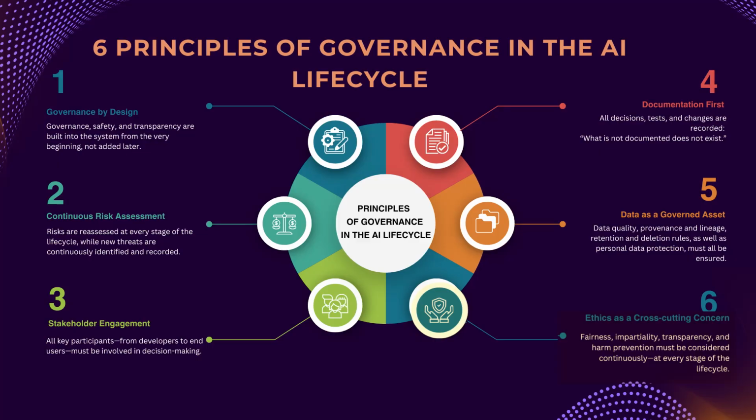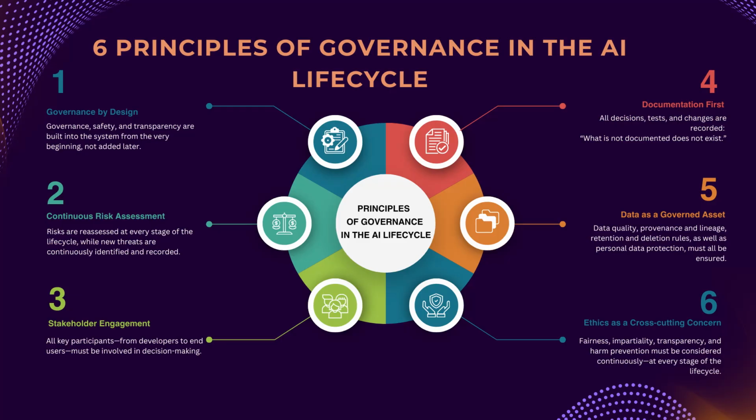We cannot isolate an ethics stage. Questions of fairness, impartiality, transparency, and potential harm must be considered continuously, from formulating the business idea to decommissioning. These 6 principles and 8 lifecycle stages create the structured framework that lets us build reliable and responsible AI systems.